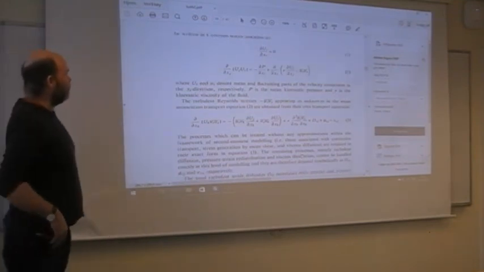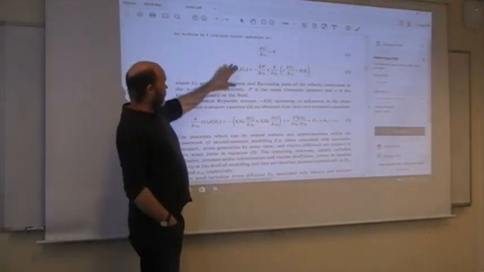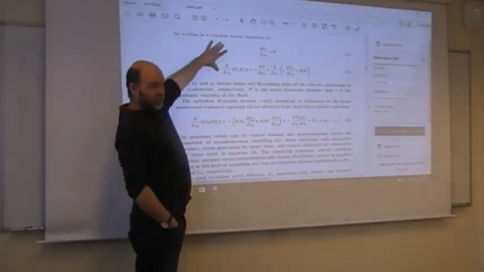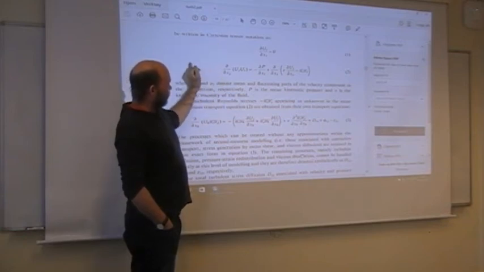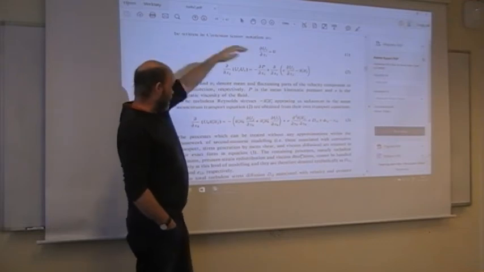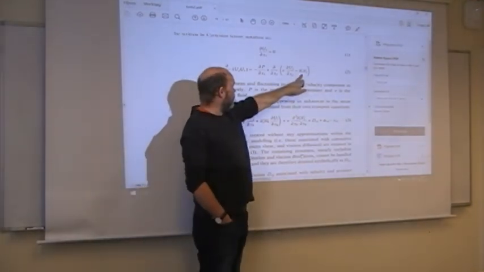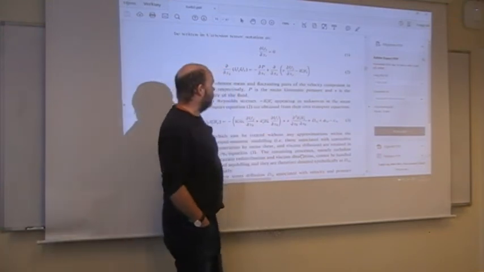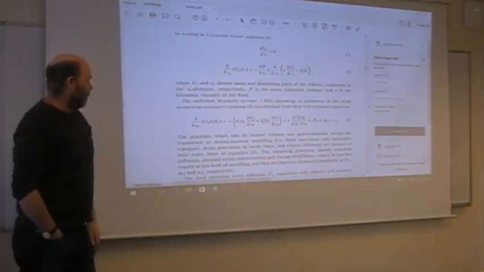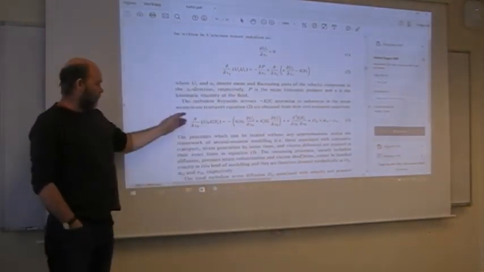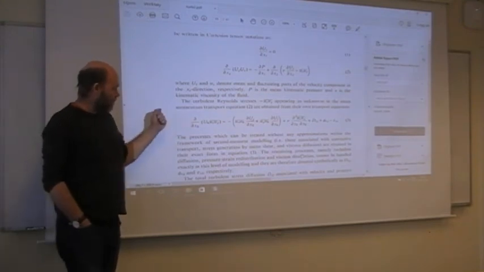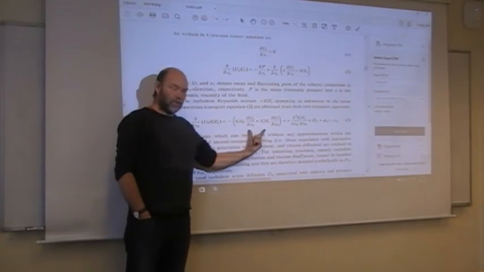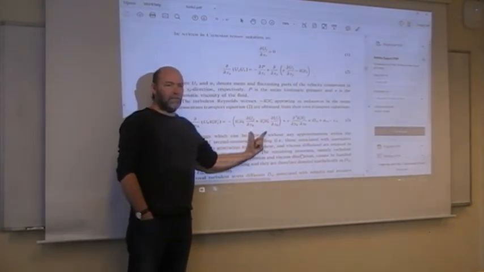So again, the RANS equation, Reynolds-averaged Navier-Stokes, incompressible flow, and steady state, no time derivative, and we have the Reynolds stress here. And the transport equation for the different Reynolds stresses looks like this one. The production term is exact, no model.